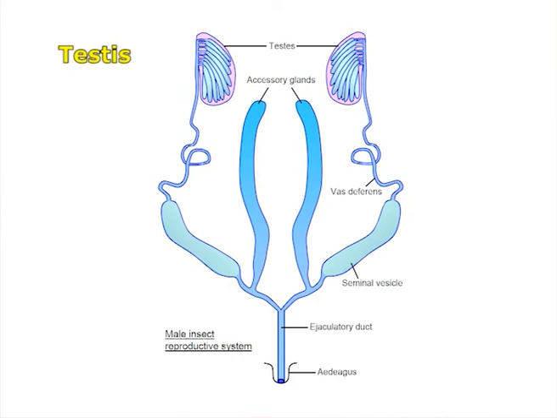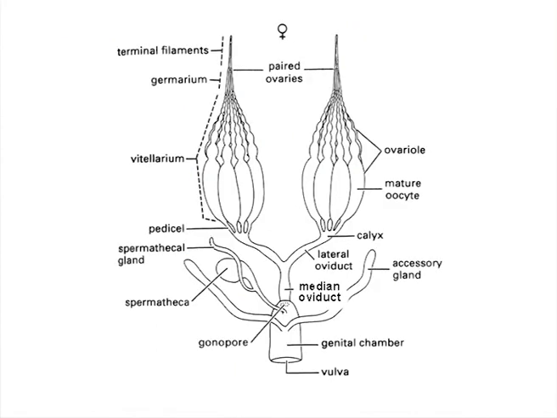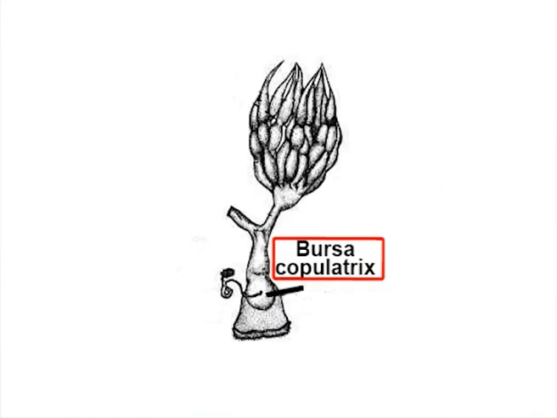Internal male reproductive organs consist of a pair of testes, a pair of vas deferens, seminal vesicle, ejaculatory duct, and accessory glands. The female reproductive system consists of a pair of ovaries which possess a number of ovarioles, median oviduct, spermatheca, accessory glands, and bursa copulatrix.